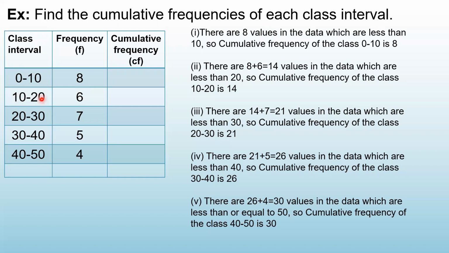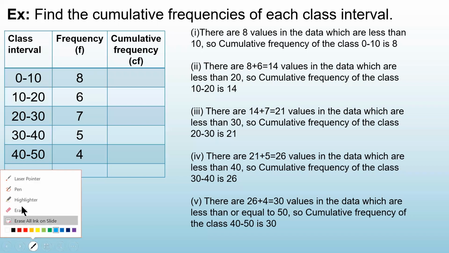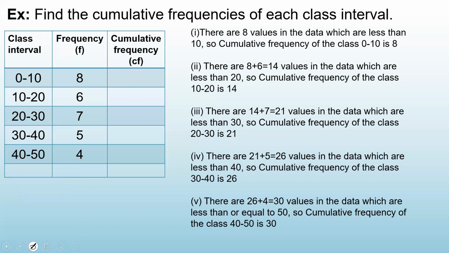10 और 20 के बीच में कितने वैल्यू हैं? 6 वैल्यूज. और 0 और 10 के बीच में कितने वैल्यूज हैं? 8 वैल्यूज. यानी लेस देन 10 कितने वैल्यूज हैं? 8. और 10 और 20 के बीच में 6 वैल्यूज हैं. करेक्ट? लेकिन अगर मैं आपको पूछूं कितने वैल्यूज 20 से छोटे हैं, तो उसमें वो वैल्यू भी आ जाएंगे जो 10 और 20 के बीच में हैं, यानी ये 6 भी आ जाएंगे और ये 8 भी आ जाएंगे.